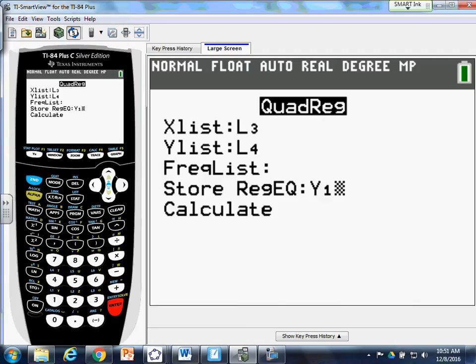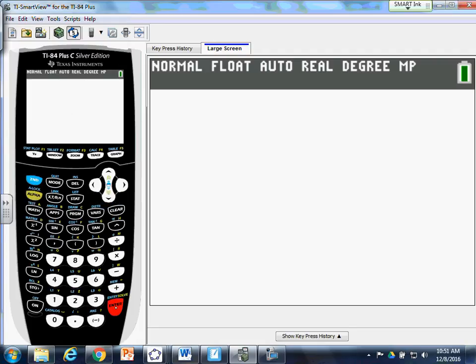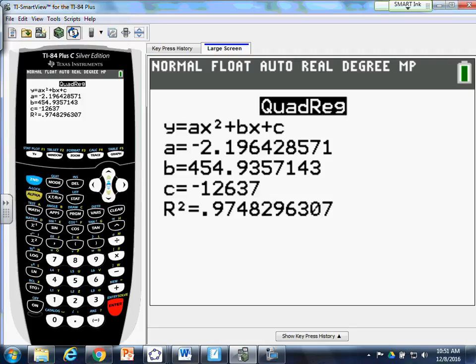Now, if you forget this step that was optional, you can always just go down to calculate, write the equation based on the a, b, and c values, and then manually go into y equals and type the equation in.